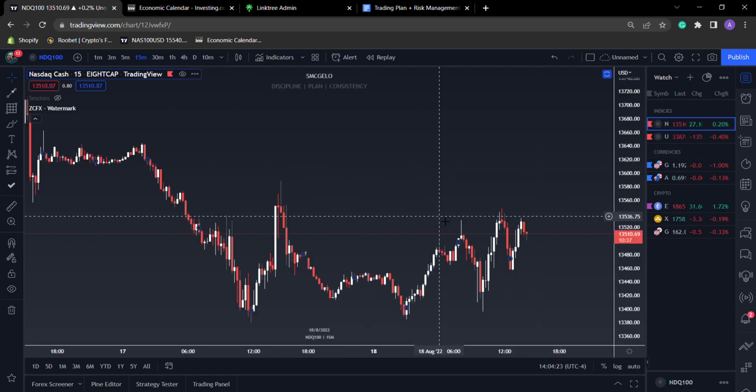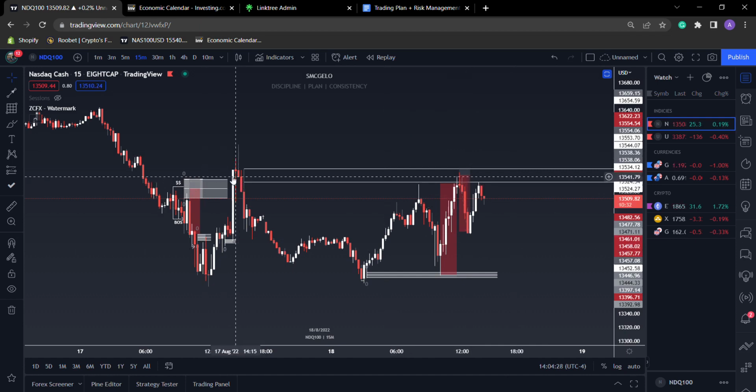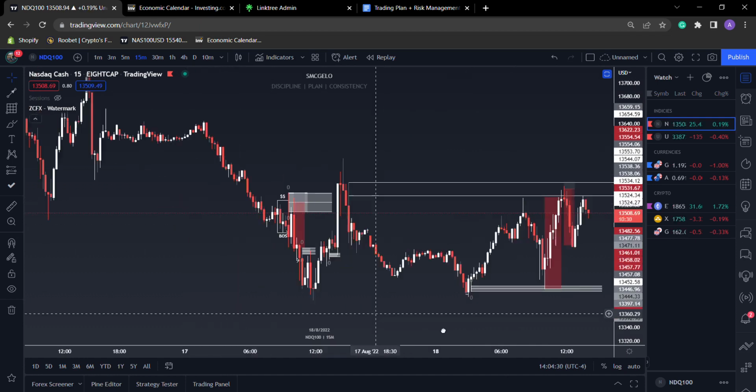Right here, NASDAQ, go to here. New York Stock Exchange, big move. New York Stock Exchange, big move.